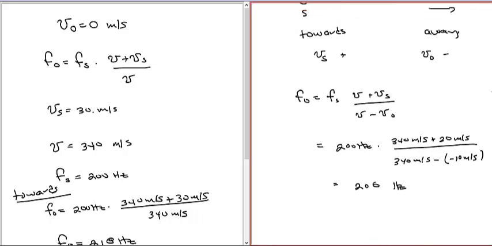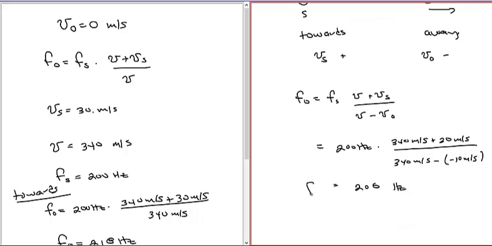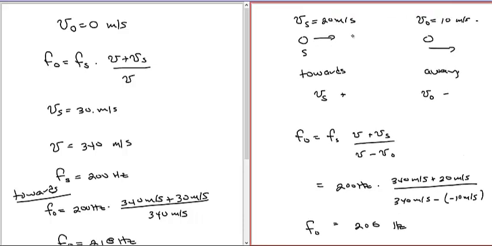So because the source is moving faster than the observer, they are, relatively speaking, moving closer to each other, and hence the frequency should go up. And you can see if they had the same velocity, if they're both moving at 20 meters per second, there is no relative velocity between them, and therefore the observed frequency would be 200 hertz, the same.